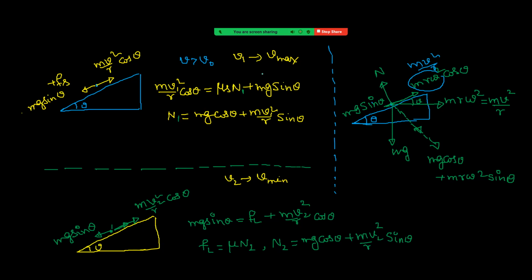By using this equation, we can get the maximum speed, and by using this equation, we can get the minimum speed. If the speed is less than this v2, the vehicle slips down the road. If the speed is beyond this v1, the vehicle slips up the road. Therefore, in between these two speeds, the vehicle moves without slipping either up the road or down the road. This is the lower limit and this is the upper limit. Let us now focus on one problem.